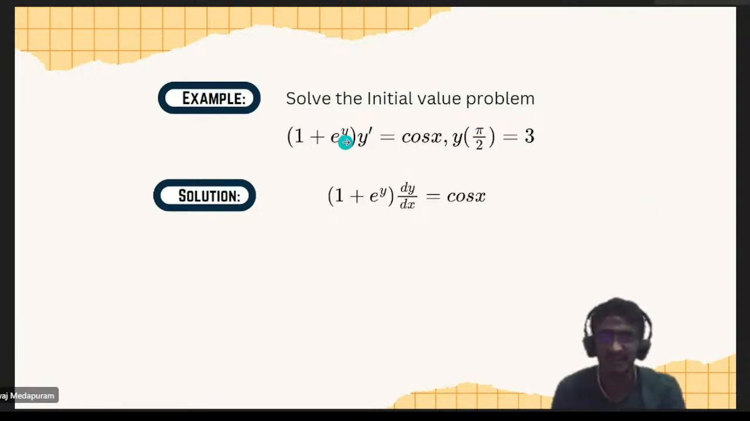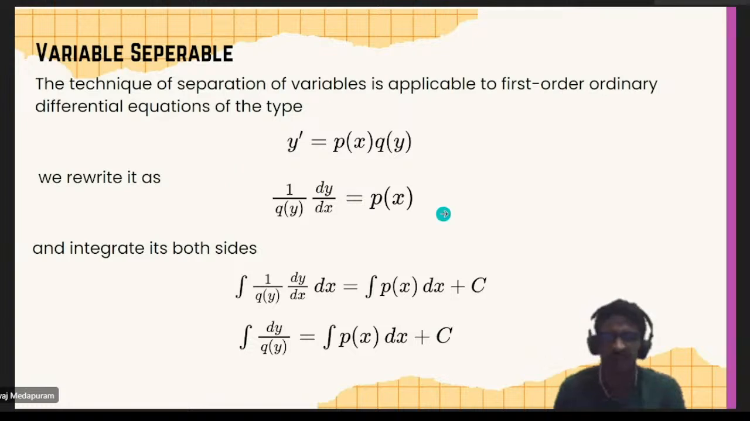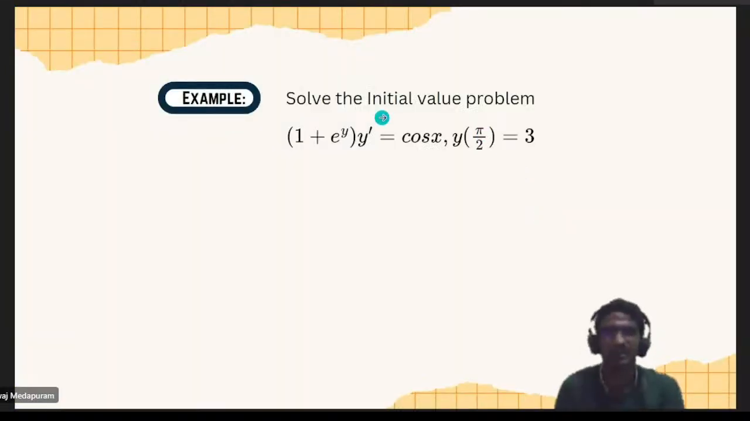We have the initial value problem. So first, I need to explain what the initial value problem is. An initial value problem is just an ordinary differential equation with the initial conditions mentioned. So let us think you want to model a trajectory. You need to have the initial conditions, like the initial velocity or the initial position, to find out the solution completely. That is called an initial value problem. Here we have the initial condition y of pi by 2 equals 3, and we have an ordinary differential equation as well. So try this.